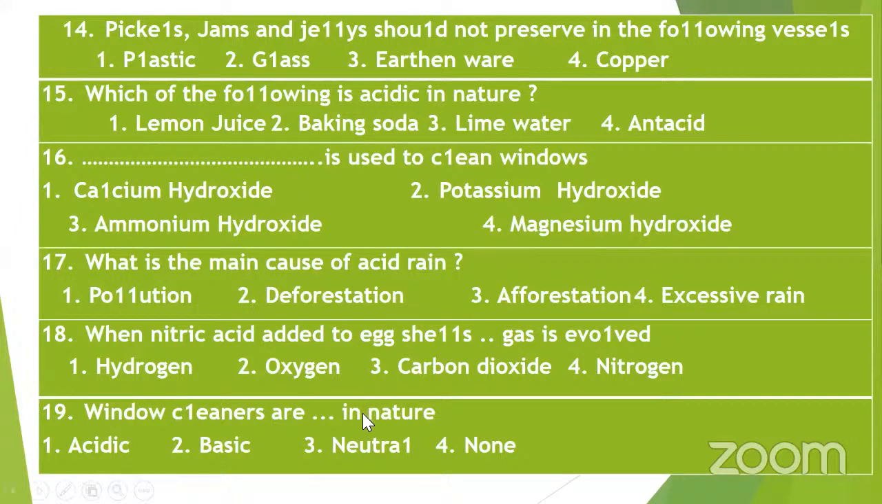Fourteenth question. Pickles, jams, jellies should not be preserved in the following vessels.